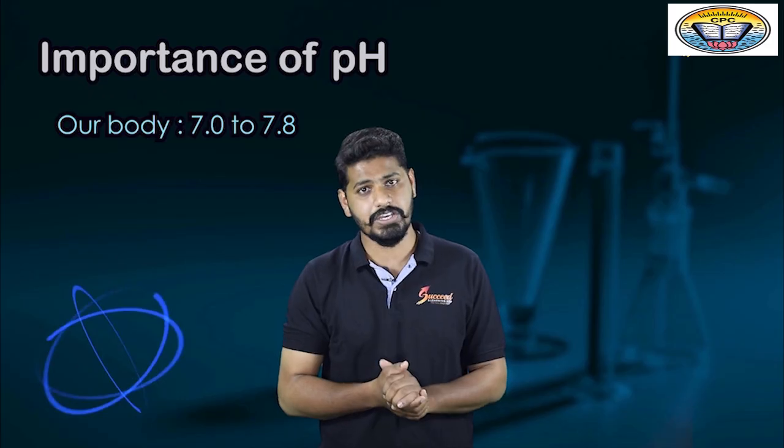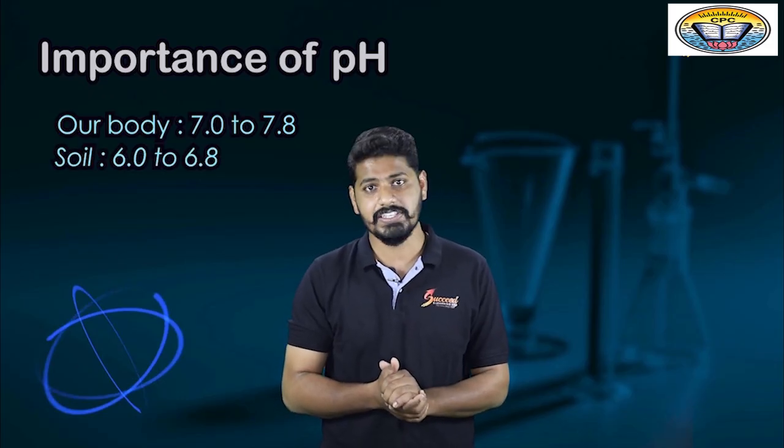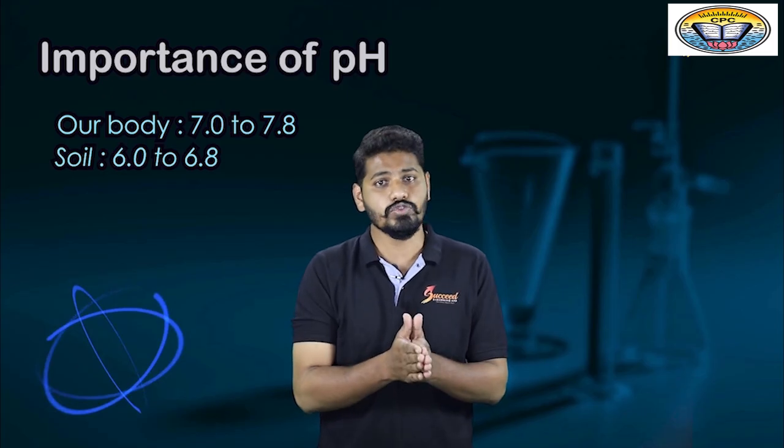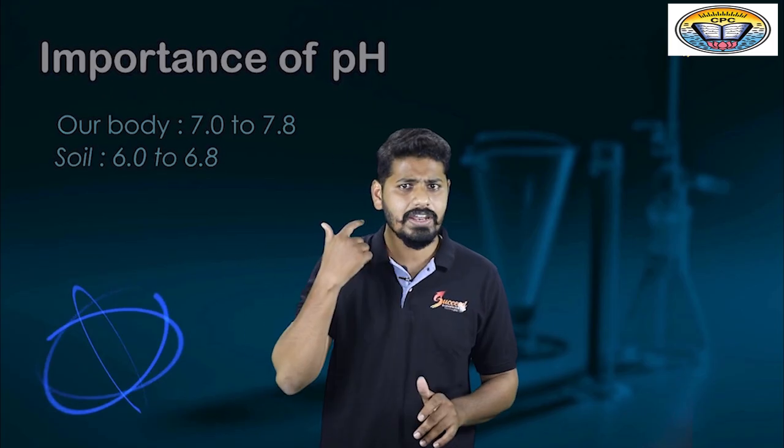Our body has a pH between 7 and 7.8 and soil has 6 to 6.8. That is very suitable for any plants or trees to grow healthy. Even our teeth form decay because of acid formation by bacteria when the pH is less than 5.5. It indicates that whenever bacteria produce an acid, it reacts with the calcium present in our tooth and forms corrosion.